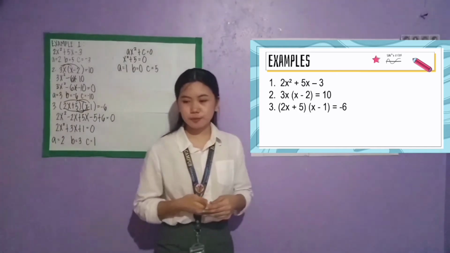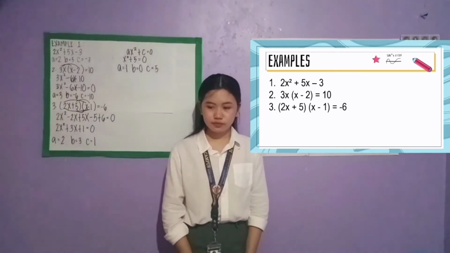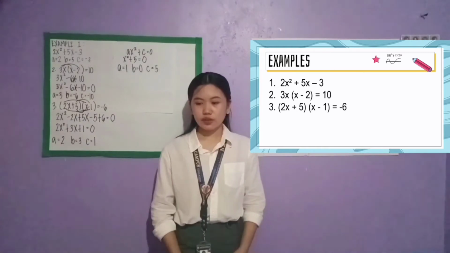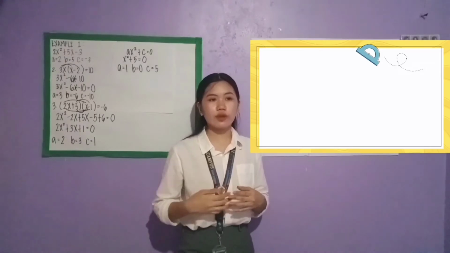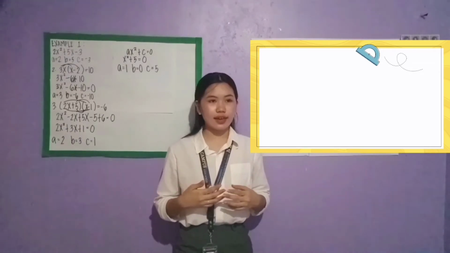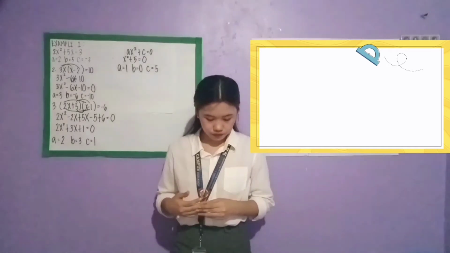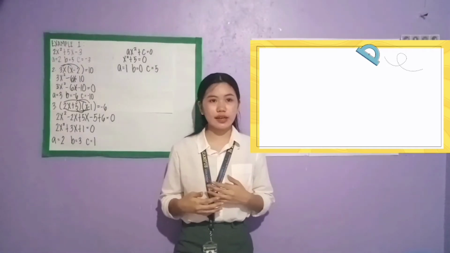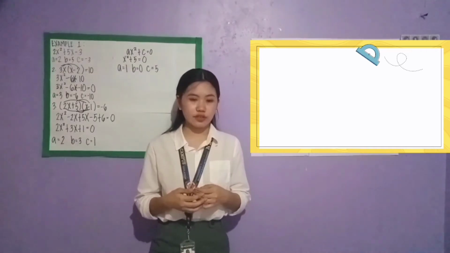Yes, Miss. It is ax squared plus bx plus c is equal to 0. Okay, very good. That is correct. The standard form of a quadratic equation is ax squared plus bx plus c is equal to 0, where a, b, and c are real numbers and a is not equal to 0.